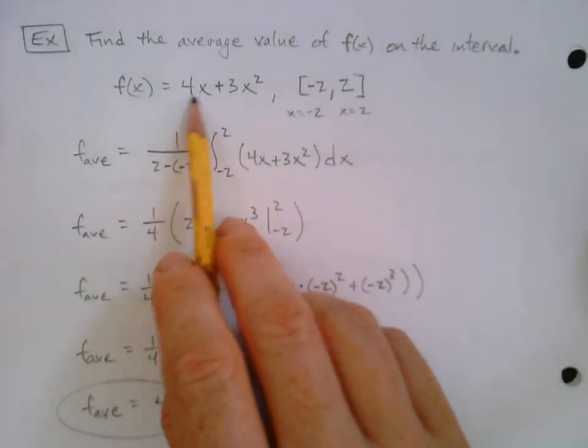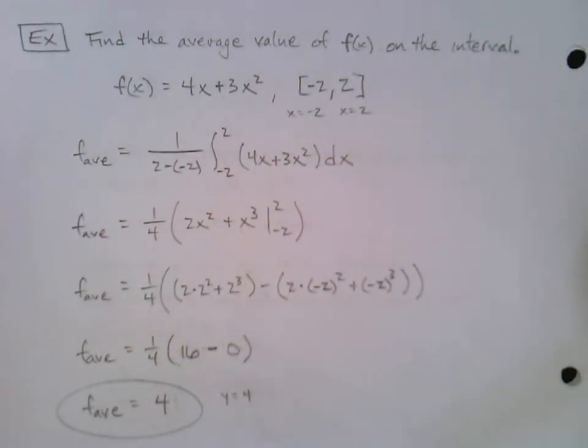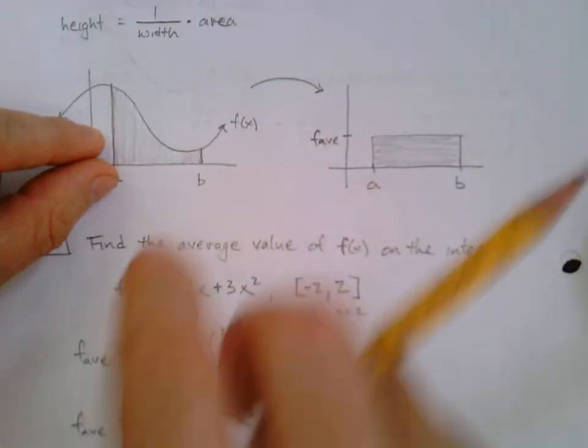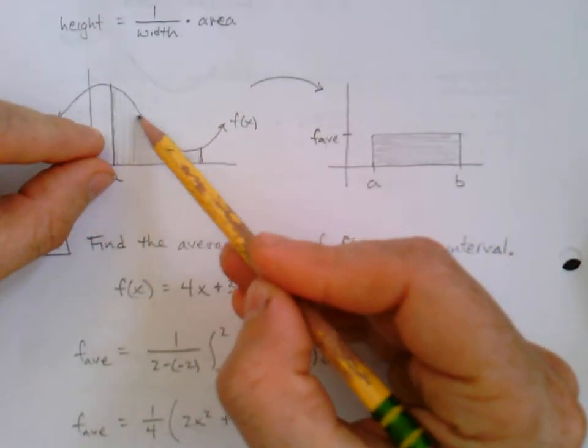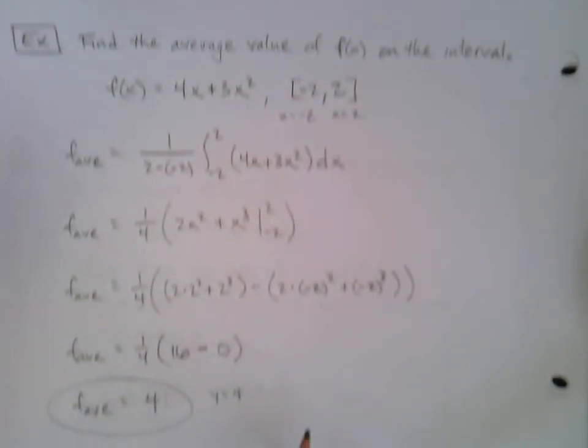And then you can look at that original function from -2 to 2, compare it to the rectangle, and see if you can make sense that the areas are the same. Could you take some of the higher part and pull it down and smooth it out so it gives you the rectangle that you see?